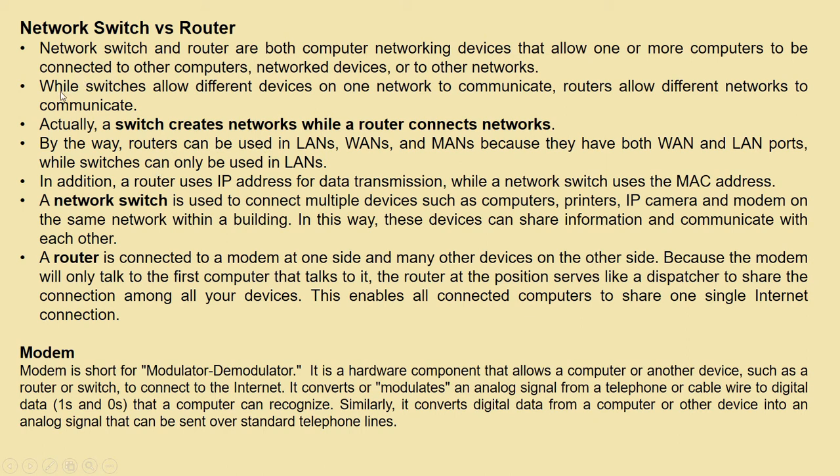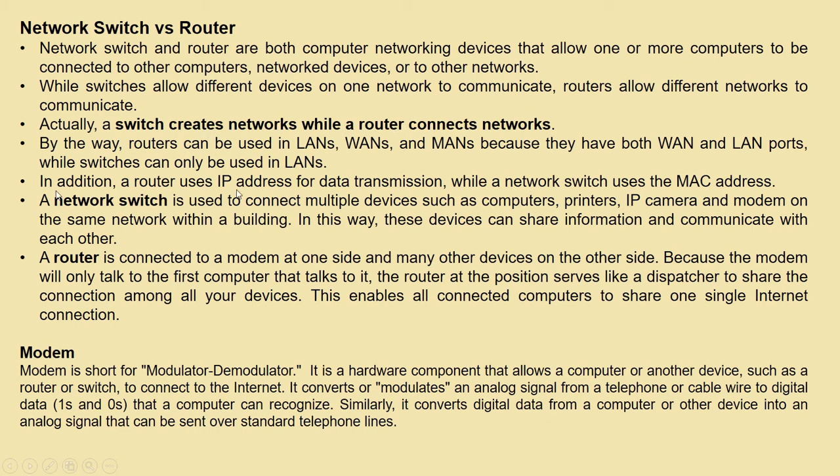So, to clarify this point: a switch allows different devices on one network to communicate, and a router allows different networks to communicate. Actually, a switch creates networks while a router connects to the network. So a router is connecting to a specific network. After that, the switches create one network. So when you create a network by using a switch, that switch network can be connected by whom?